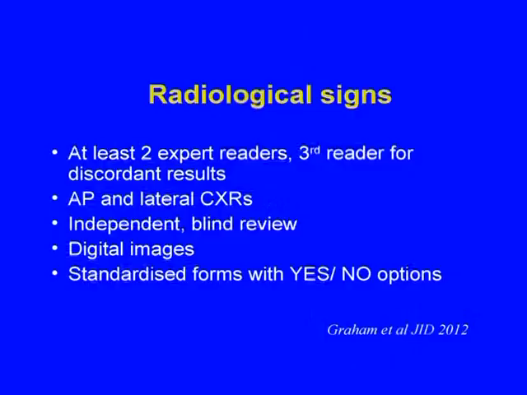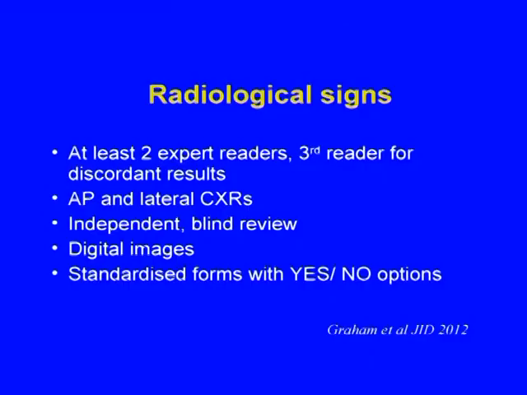So the expert consensus from the NIH recommends that one should have at least two expert readers, a third reader where there are discordant results, that you need to do AP and lateral x-rays, with independent and blind review. In other words, you should know the clinical characteristics or any microbiological characteristics, digital images. And they actually suggest this kind of form, which is a very nice form, but as you can see, is quite labor-intensive to report on. And the kind of reporting they're suggesting, in terms of two reviewers and a third if there's not agreement, I think is not realistic in our setting, or in most settings where there's a high prevalence of childhood TB.